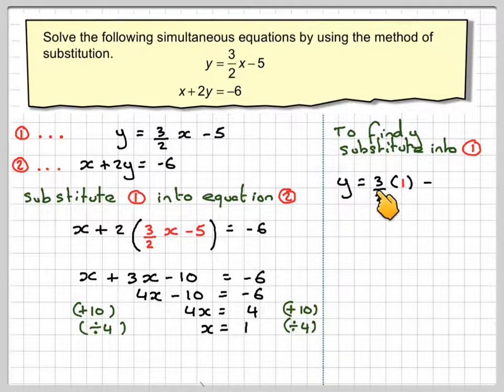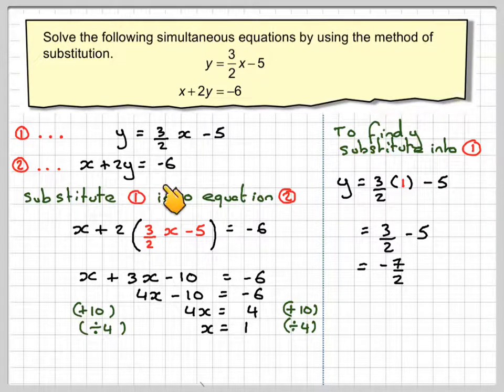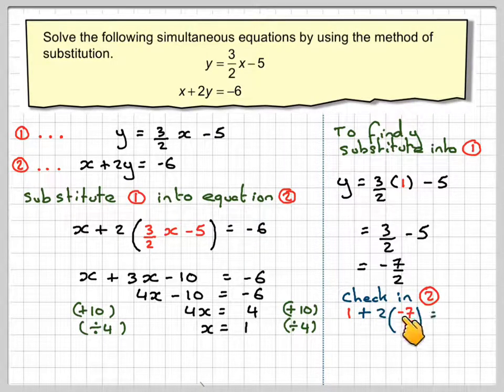So we've got y is equal to 3/2 times x, which is now 1, minus 5. So 1 times 3/2 gives me 3/2, minus 5, which gives me minus 7/2. Now we can check that in equation 2. So I know that x is 1, so I've got 1 plus 2 times my value of y, in brackets minus 7/2. It's easy if you leave these as fractions when you do this.